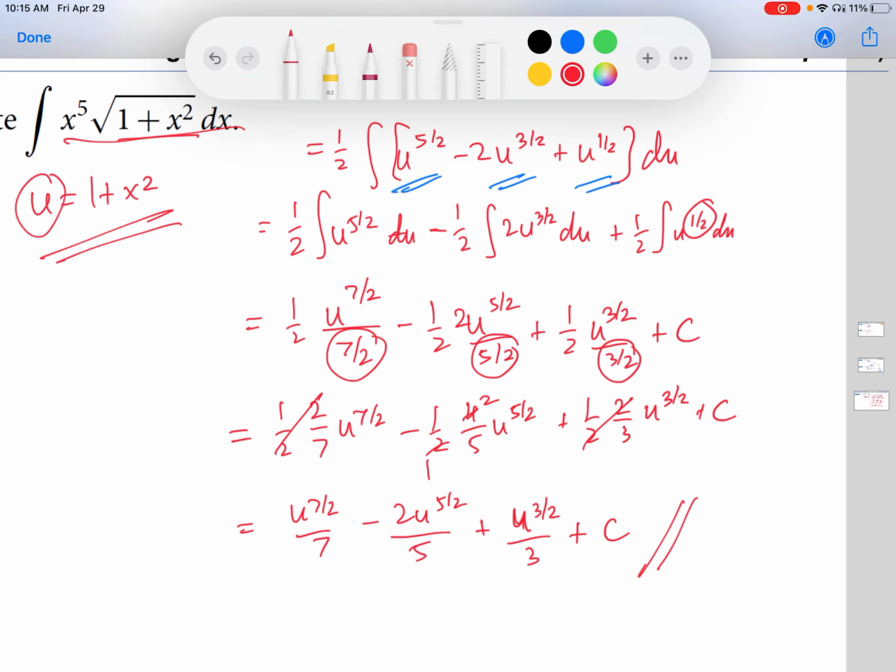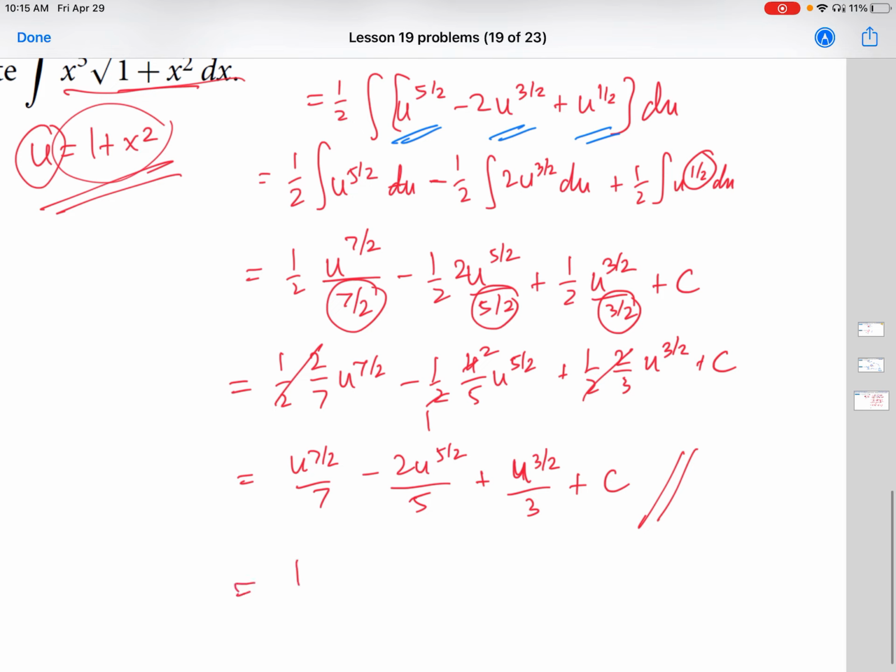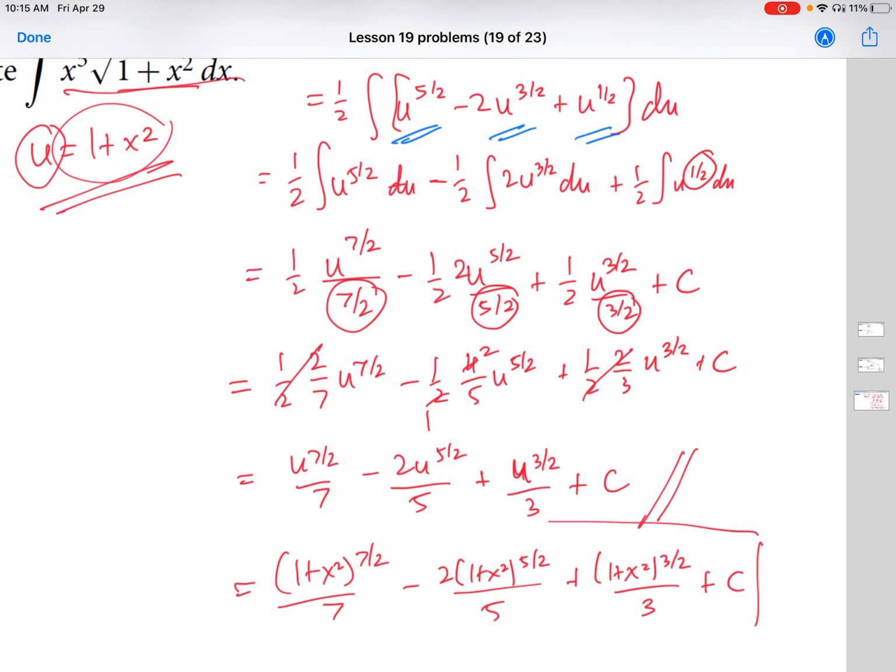So everywhere you see a u, you put in a 1 plus x squared in there. And so that's the last step in this problem. 1 plus x squared to the 7/2 divided by 7 minus 2, 1 plus x squared. So I'm just substituting everywhere I see a u, I substitute the quantity 1 plus x squared. Great. 3 plus c. And this now really is something that we can claim to be the final answer.